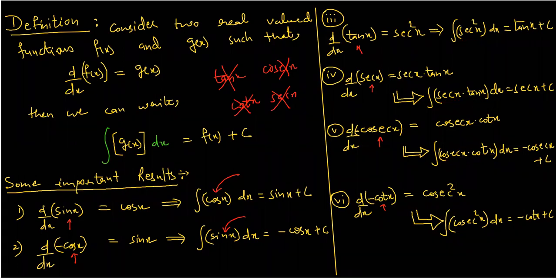Right now, which trigonometric functions have you integrated? You have integrated a total of 6 trigonometric functions as of now. The first one is cos x, second is sin x, then sec square x, then sec x tan x, cosec x cot x, and cosec square x. Okay, now we move ahead and write some more functions and their integrations.